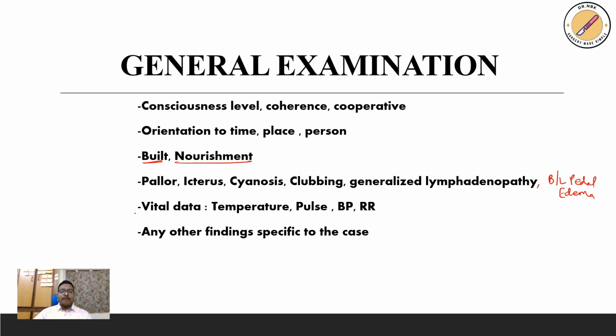Then you will go for vital data. Again, in vital data, you need to remember we will go in a certain sequence. So first one is temperature, then pulse rate, then blood pressure, then lastly respiratory rate. Then in general examination, we need to look at the patient top to bottom, head to toe, and if there are any specific findings to our case, you need to mention them.